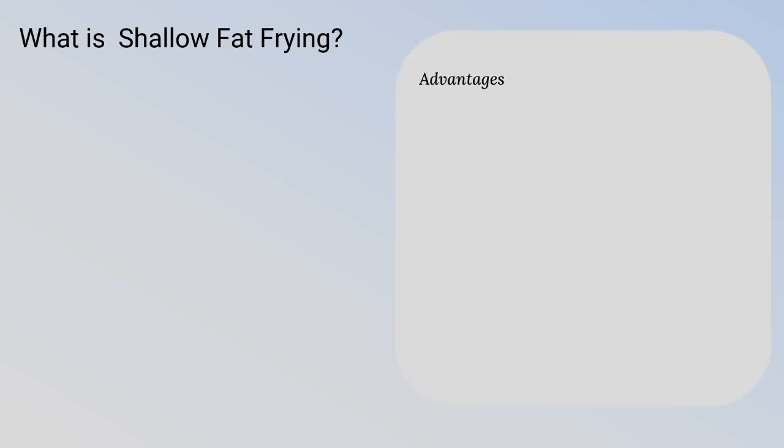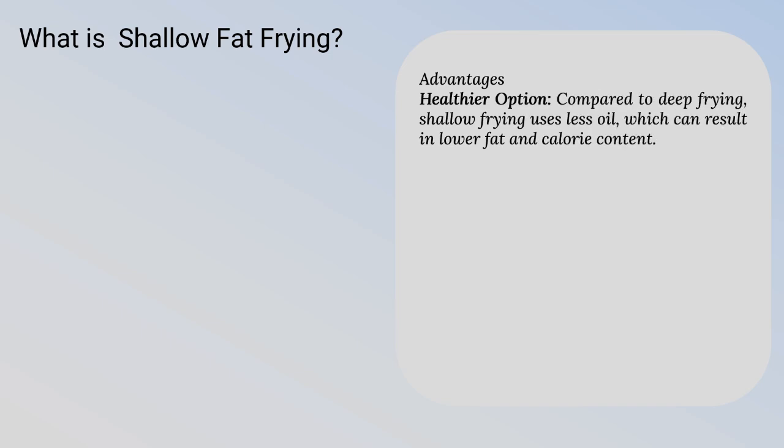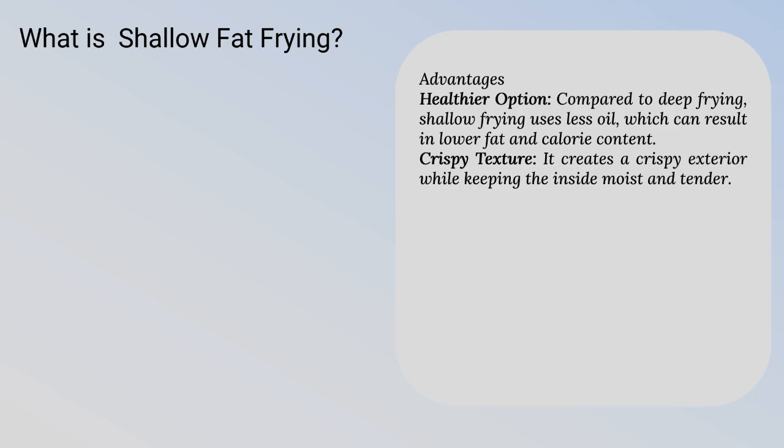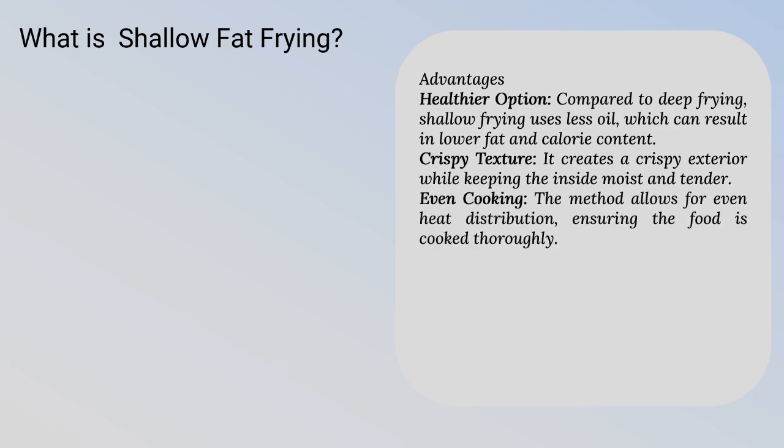Now it has got some advantages. First of all, a healthier option, of course, compared to the deep fat frying method. Shallow frying uses less oil, so that is a very good part, which can result in lower fat and calorie content. Obvious. Crispy texture. It creates a crispy exterior while keeping the inside moist and tender. That is also one of the advantages.